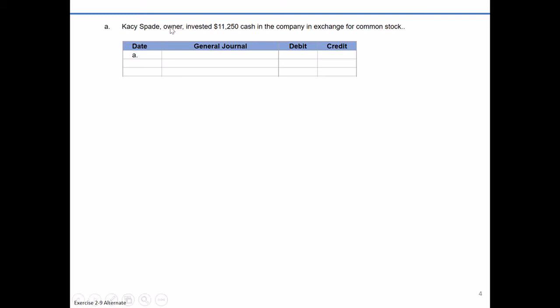So I like to look at our transactions and start to think, what am I benefiting? What am I giving up? What's my sacrifice? Well, in terms of the company, from the company's perspective, one big benefit is they're gaining cash, right? So we're going to list cash. Cash is an asset. We're increasing cash, the asset for the business. We increase assets with a debit. So we're going to debit cash for $11,250.